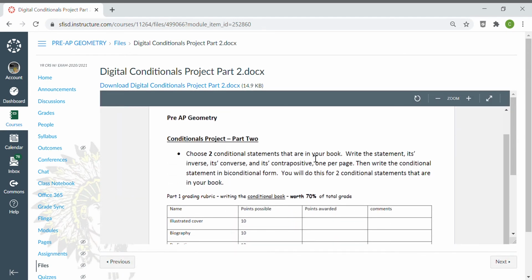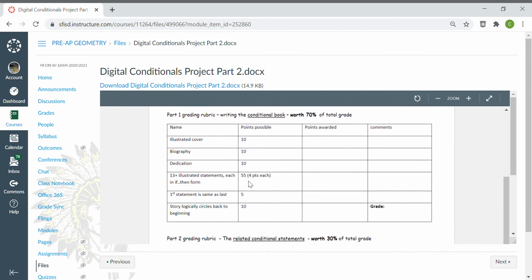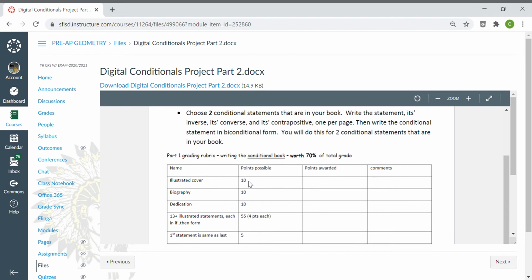You're going to choose 2 conditional statements that are in your book, and then write each one of those statements in its inverse, converse, contrapositive, and also biconditional form. So all you're going to do is do what we've been practicing for the last few days, but with 2 statements in your book. And I know we don't normally write biconditionals unless we consider the truth value of the statements, and with our book there's not much truth value, so we're not going to worry about that.